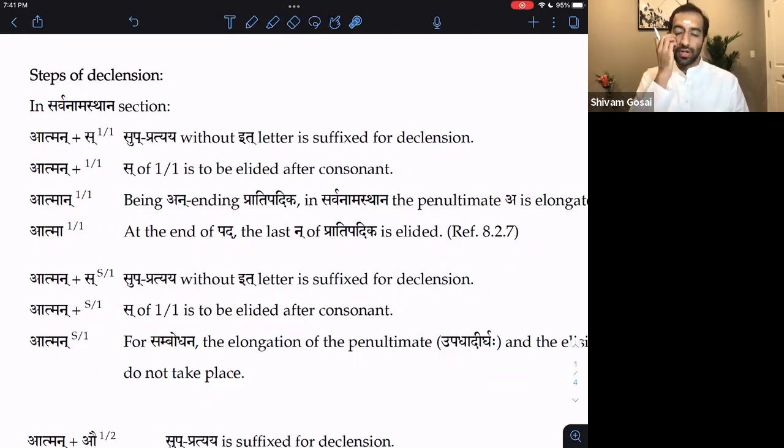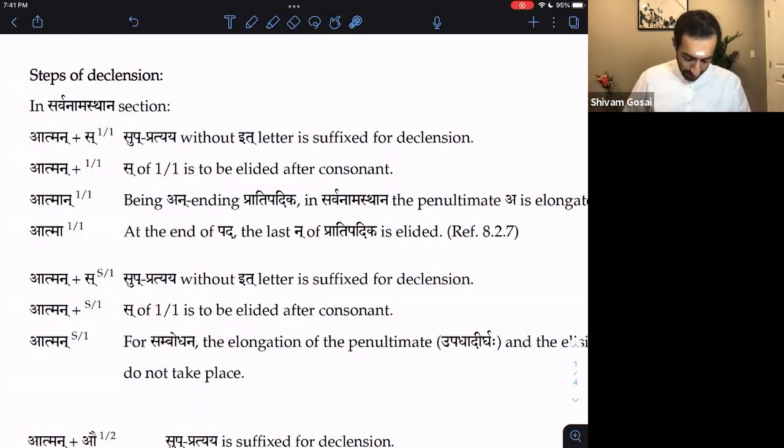Okay, so now don't look at the page for a second. Let's just remember the steps, right? We're adding sakara, this pratyaya, the sa goes away because this is unending. The second to last letter, which is akara, becomes dirgha, so it goes atman. And when you have a nakara at the end of the word, that na is going to go away, so you're left with atma. Okay.